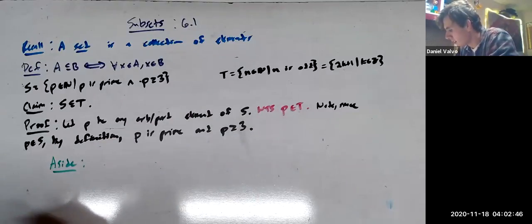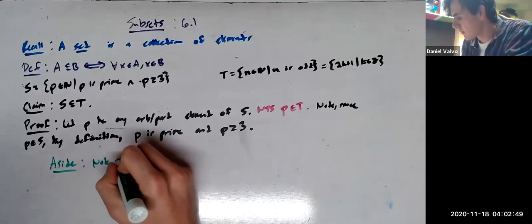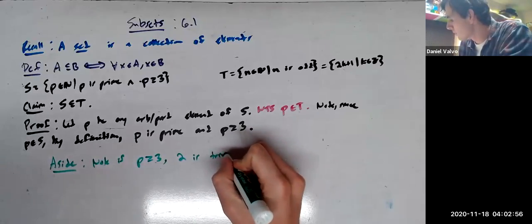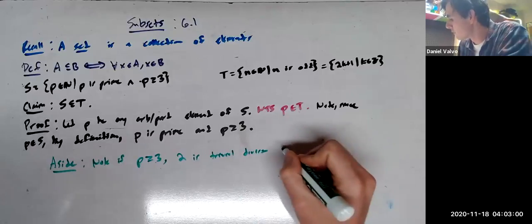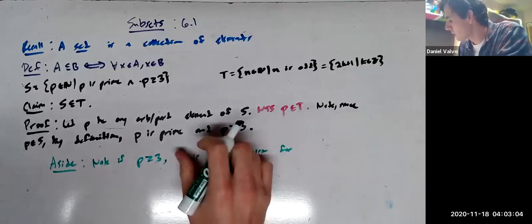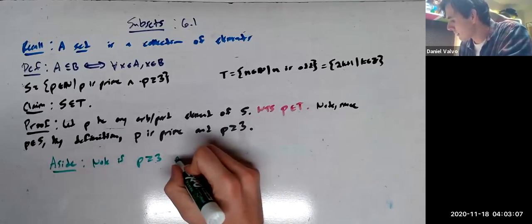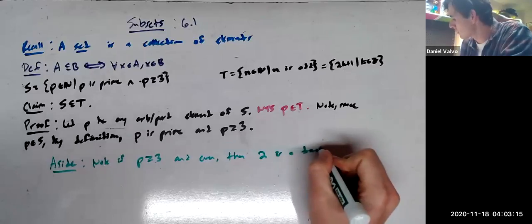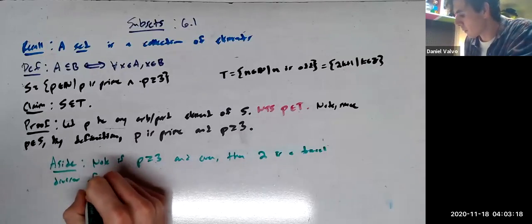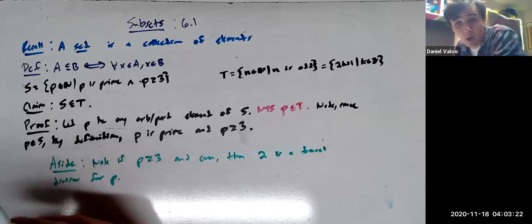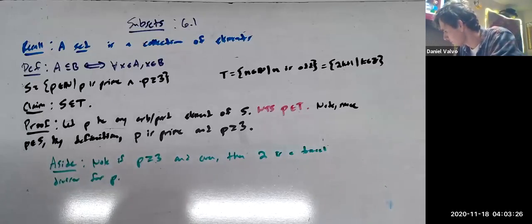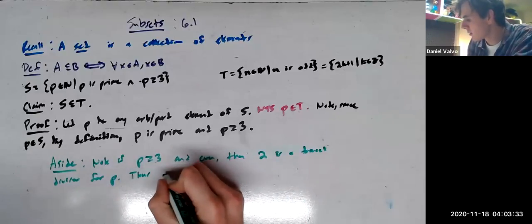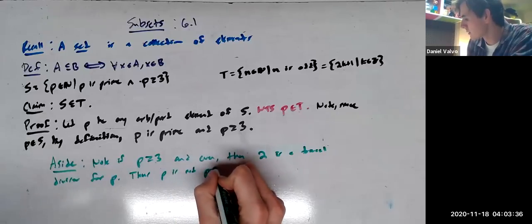So here's our aside. We should note, if p is greater than or equal to 3 and even, then 2 is a non-trivial divisor for p. And remember, a trivial divisor is a positive divisor that's one or itself. So if p is greater than or equal to 3 and even, then 2 is a non-trivial divisor for p. Thus, p is not prime.